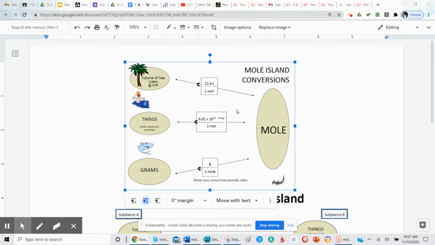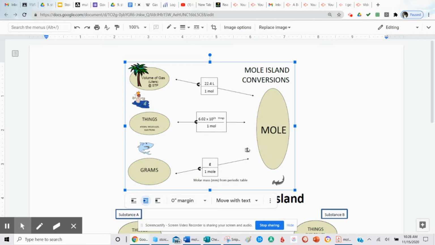This first mole island map is for conversions between one substance only. So you're going from grams of oxygen to moles of oxygen or moles of oxygen back to grams. And when we do conversions with one substance only, so we're not going to a different substance, notice our conversions all contain 1 mole. So there are 22.4 liters of gas at standard temperature and pressure in 1 mole. 1 mole contains 22.4 liters. It doesn't contain 22.4 liters in 2 moles. Don't write that, okay? This is your conversion. It can flip, but it can't change.